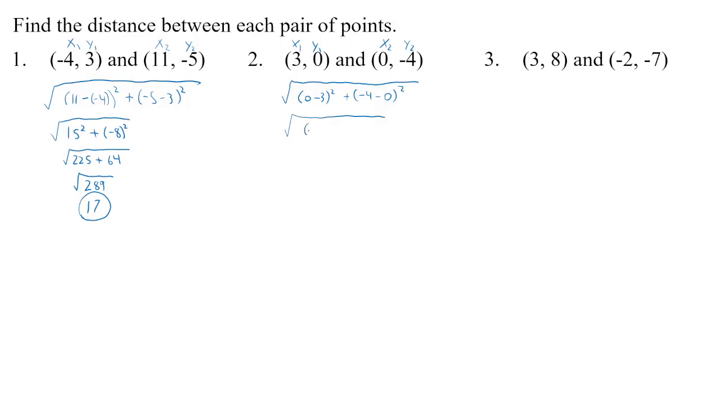0 minus 3 is negative 3. Negative 4 minus 0 is negative 4. Negative 3 squared is 9. And 4 squared is 16. 9 plus 16 is 25, and the square root of 25 is 5. Therefore, the distance between the 2 points is 5.